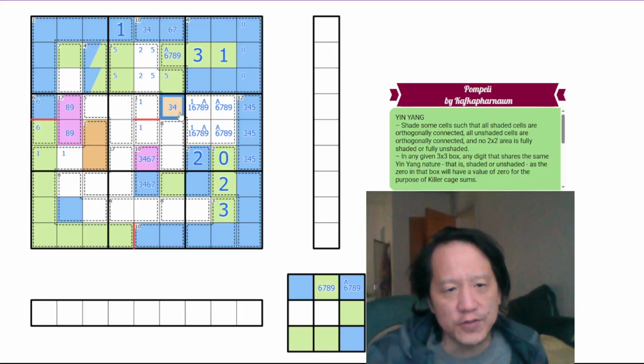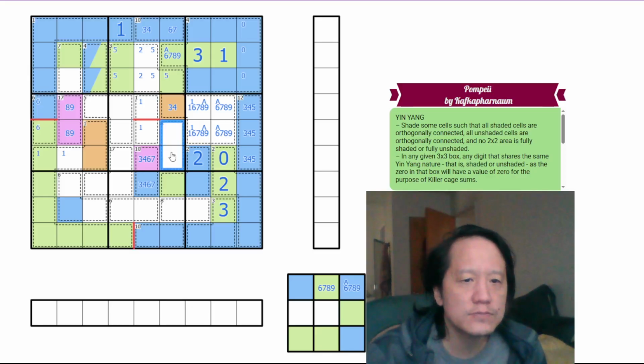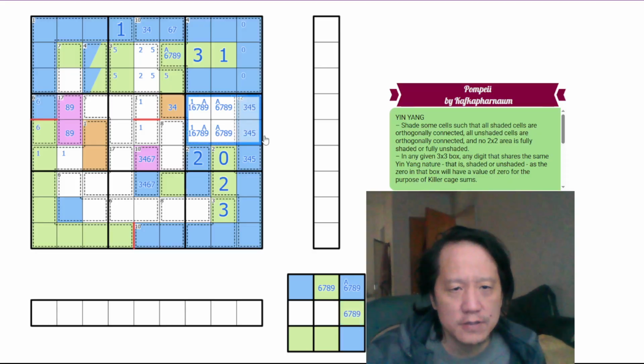So I think the thing was we were able to show 6 was missing. I think it was in row 6 eventually. So we're missing 1 out of 6, 7, 8, 9 in box 6 also.